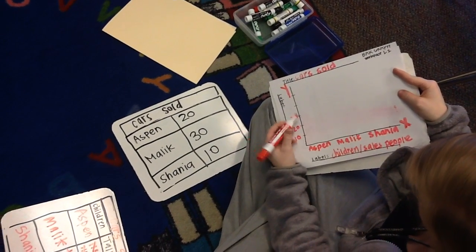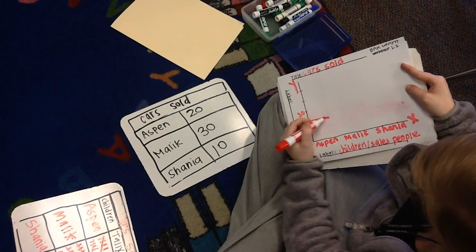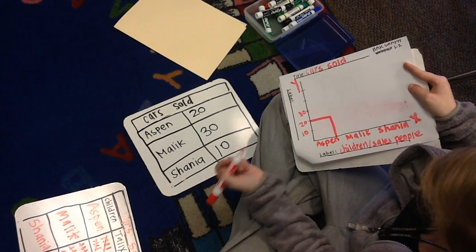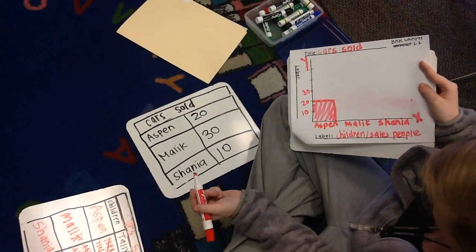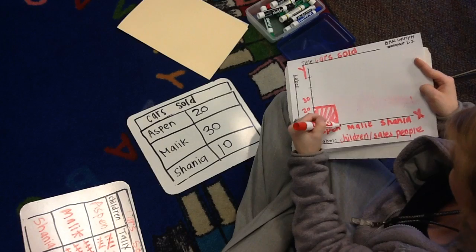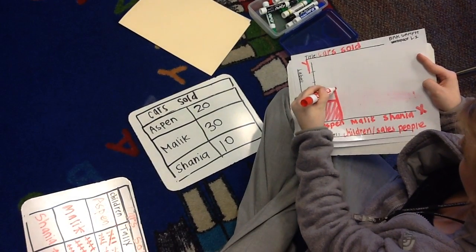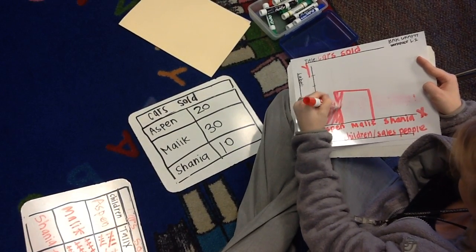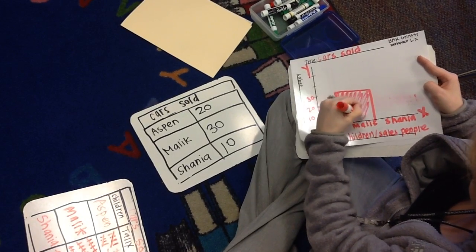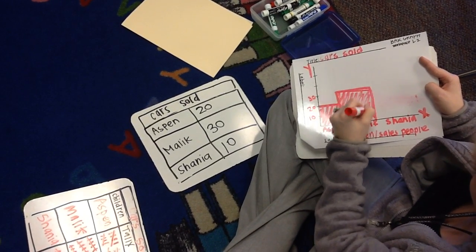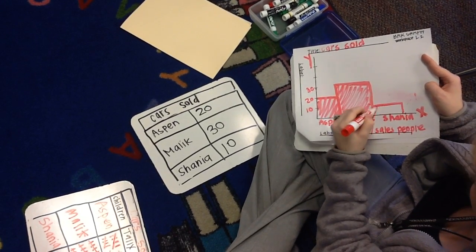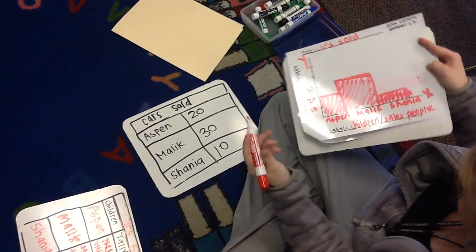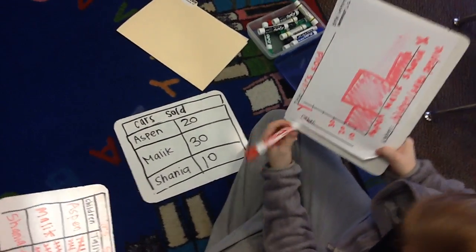Okay, Aspen sold 20, so I'm going to go up to the 20 mark. And I can color this in. This is part of my bar graph. This is my first bar. Then I look at Malik. Malik did 30, so I'm going to color his in. And Shania did 10. So this is what it's going to look like.